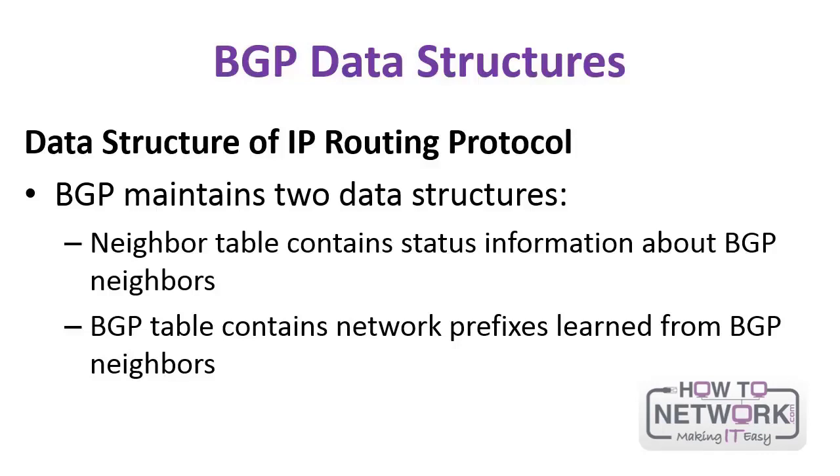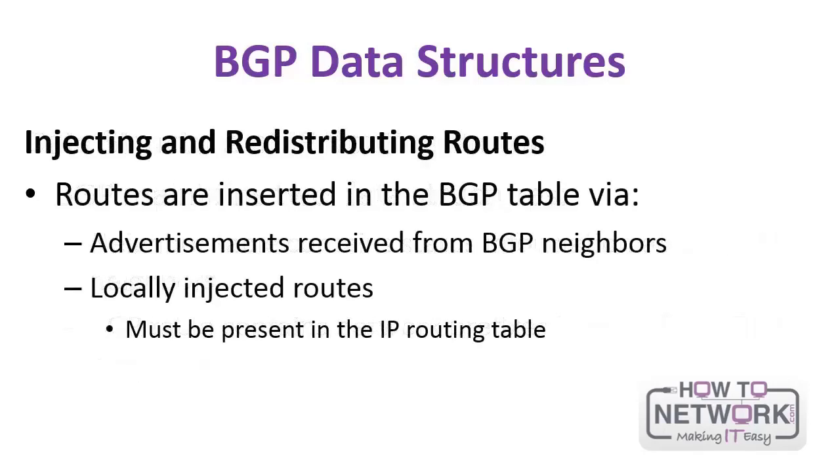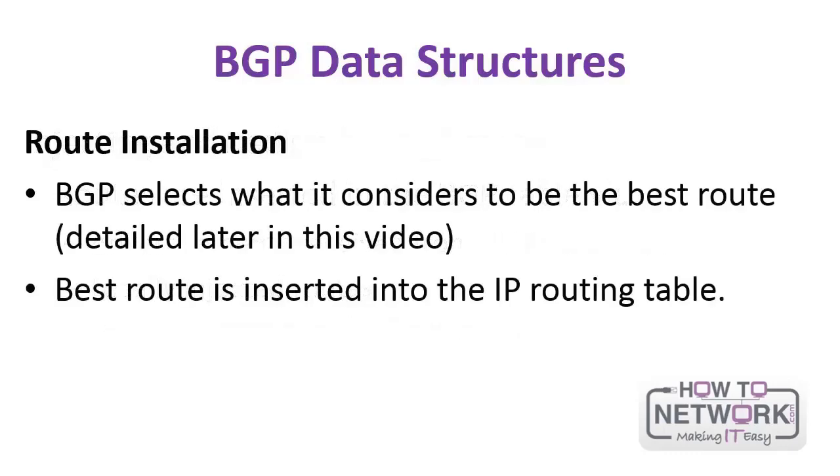Routes are inserted into the BGP table via advertisements received from BGP neighbors, or they could be locally injected routes. But the thing is, these routes must be present in the IP routing table. So you can inject routes learned locally or known locally and inject those into the BGP table for advertisement. Now, BGP selects what is considered the best route using the best path decision matrix, which we'll go over on a high level in this video. But then that best route chosen by BGP from the BGP table, that best route is inserted into the IP routing table. And that best route is the route which is shared with BGP peers.